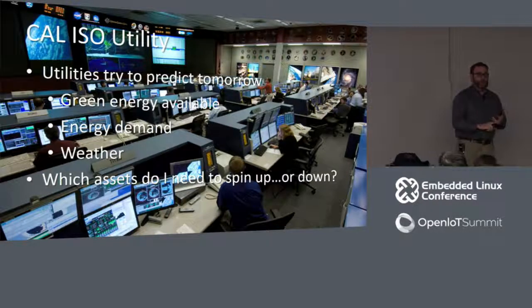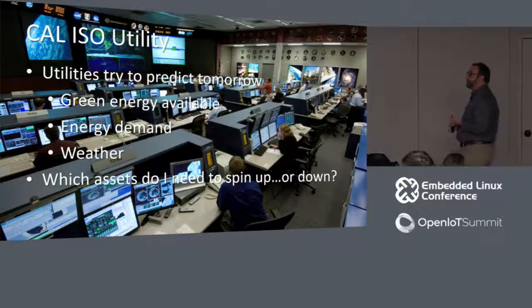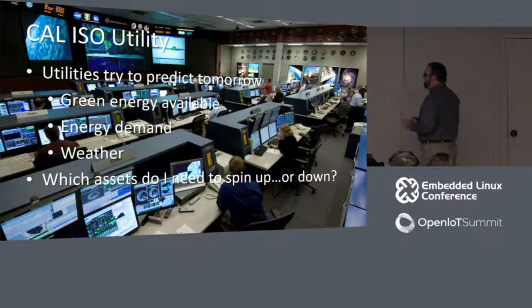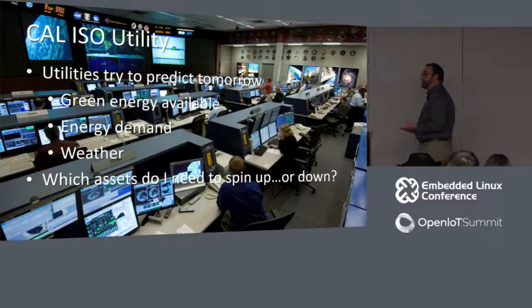How many resources do I have spun up generating electricity right now? Where are my green energy sources at? What's the weather going to be like tomorrow? Can I count on my green energy sources? So they've got all these different feeds of data, and they're mashing them up using these massive supercomputer systems to try to figure out, what do I need to spin up or spin down to keep that grid in balance?